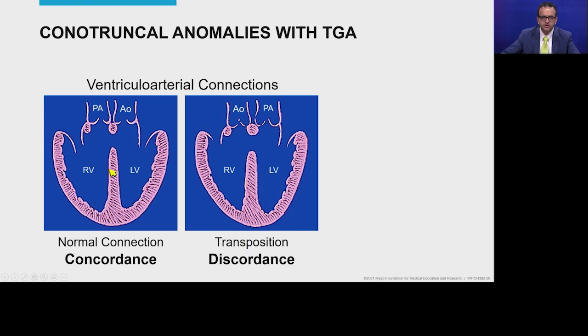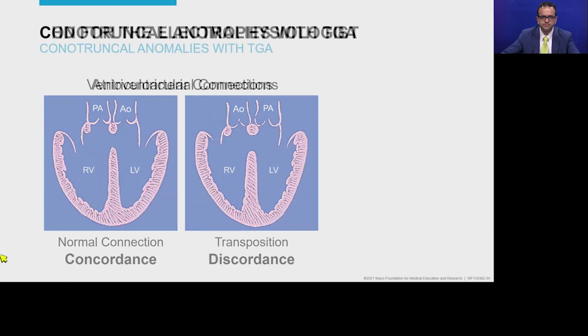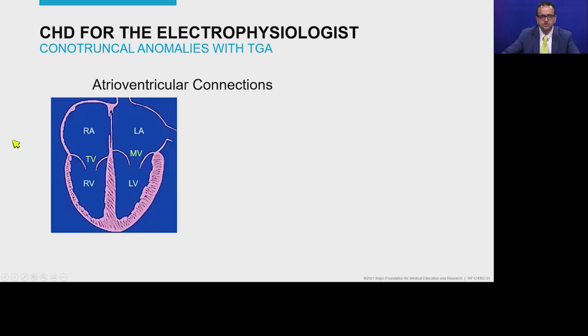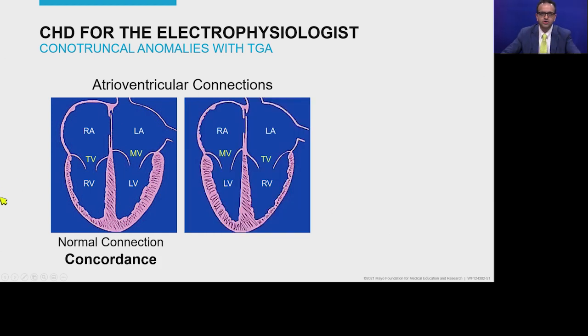So this is ventriculo-arterial concordance, ventriculo-arterial discordance. There can also be atrioventricular concordance and discordance. Normally blood goes from right atrium to the right ventricle through a tricuspid valve, and from left atrium to the left ventricle through a mitral valve. But in discordance, the blood will go from right atrium to the left ventricle, and then from left atrium to the right ventricle. So this is going to be discordance, or the ventricles are inverted.